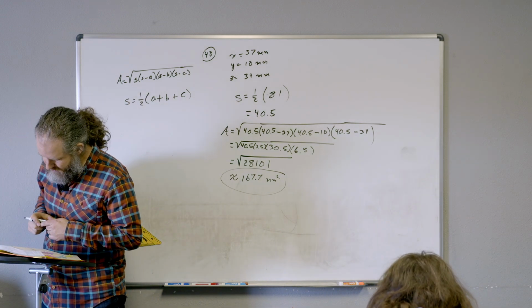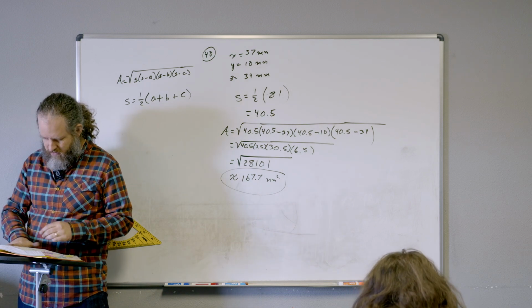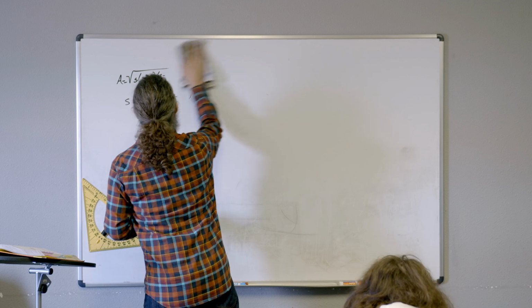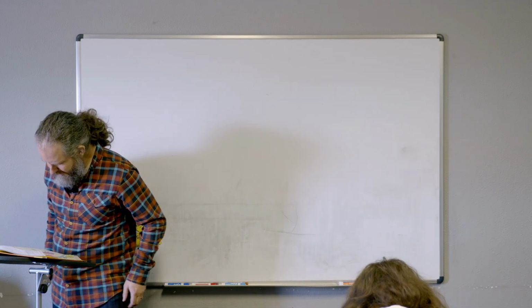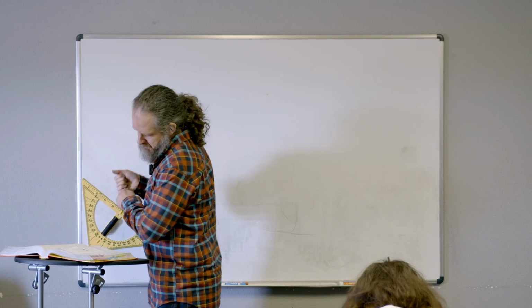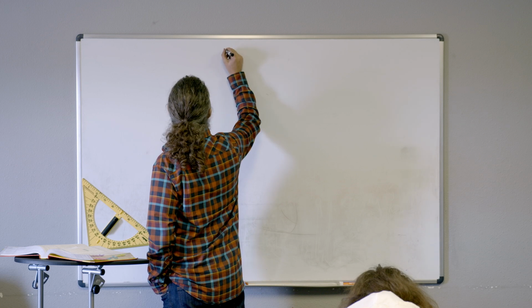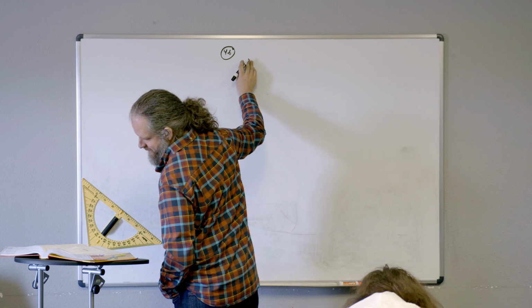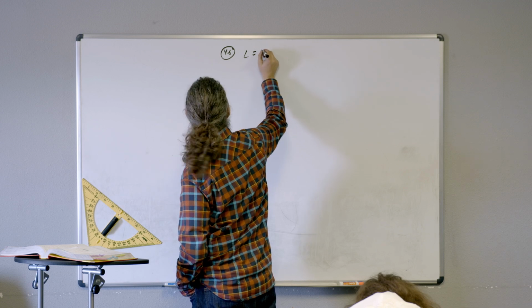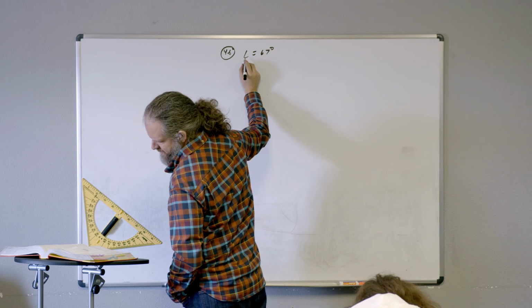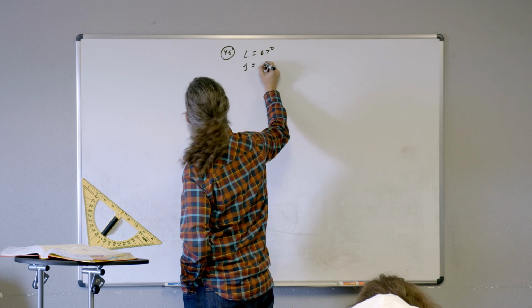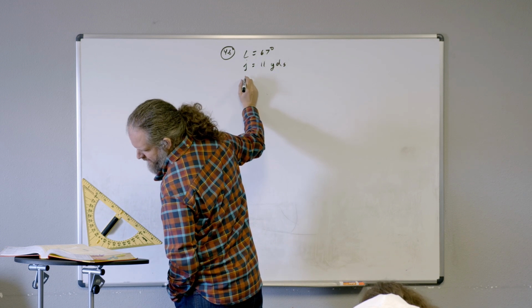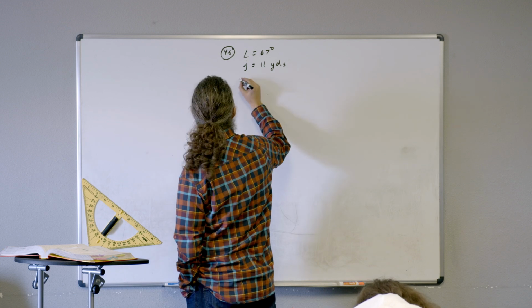Yeah, so let's do one of the other kind where we're not using Heron's formula, using our other method, our side angle side method. So let's do, how about number 46? 46 is L equals 67 degrees and side J equals 11 yards and side K is 24 yards.